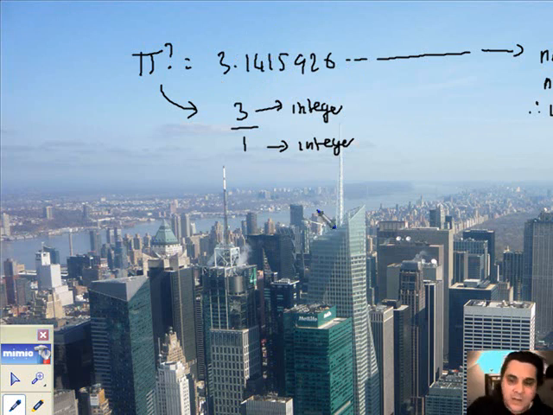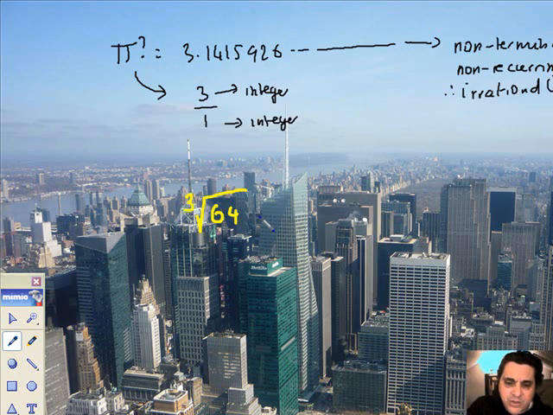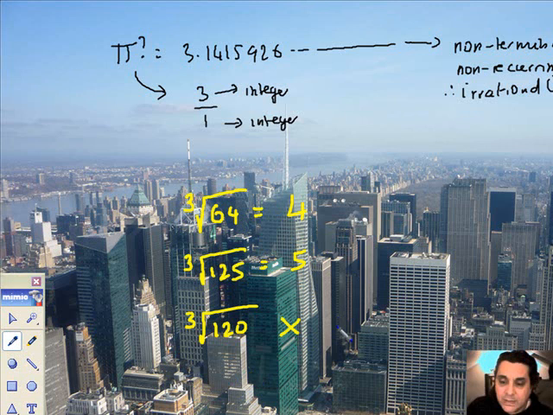Now, if you consider, let's go a bit thicker on that so it shows. If you consider the cube root of 64, you know the cube root of 64 is exactly 4, don't you? Because 4 times 4 times 4 is 64. Another cube root, famous one, 125. Well, the cube root of that is exactly 5, because 5 times 5 times 5 is 125. But if you try and do the cube root of 120, say, that can't be done. It will give you a decimal that will not terminate and will not recur. Therefore, that will be irrational.